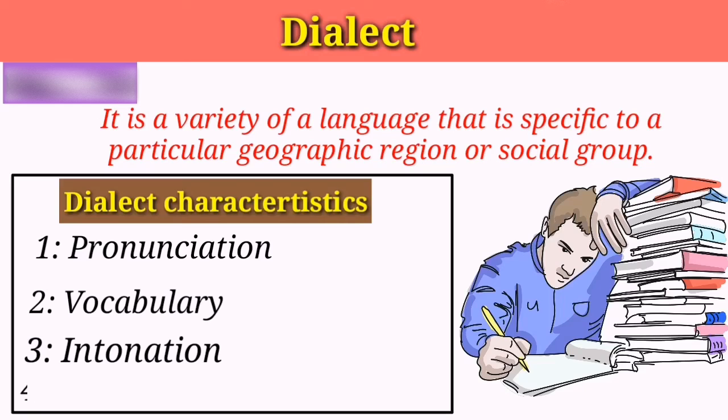And the next one is grammar. It is another distinctive characteristic of a dialect that those who speak a dialect of the same language will also have different construction of sentences. So these are the different characteristics of a dialect.